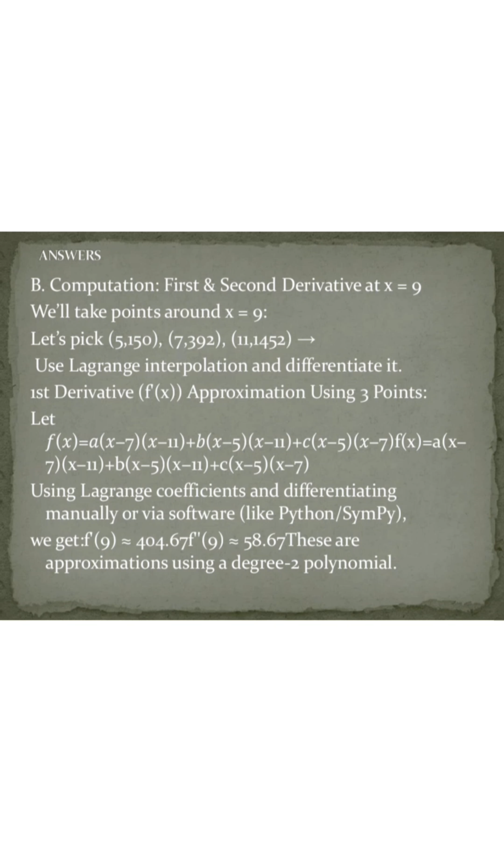First derivative f'(x) approximation using 3 points. Let f(x) = A(x-7)(x-11) + B(x-5)(x-11) + C(x-5)(x-7). Using the Lagrange coefficients and differentiating manually or via software like Python, we get f'(9) approximately 404.67 and f''(9) approximately 58.67. These are approximations using a degree 2 polynomial.